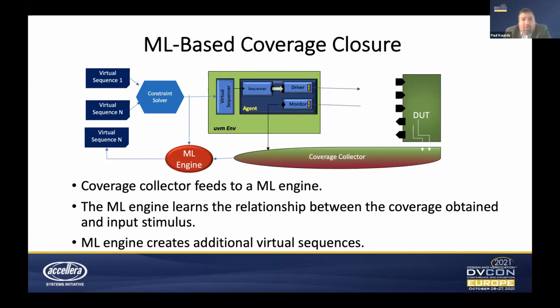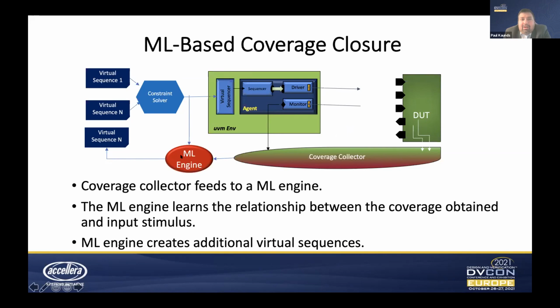So what we are focusing on is that from the DUT, we have the UVM environment, which drives the DUT. And from the DUT, you collect the coverage. It can be from the input stimulus, from the output, from part of the DUT configurations, from many different places. We collect the coverage, and that is fed as one input to the ML engine. Here you can clearly see it is fed to the ML engine. And this ML engine also gets inputs from the constraint solver of the previously generated test case.